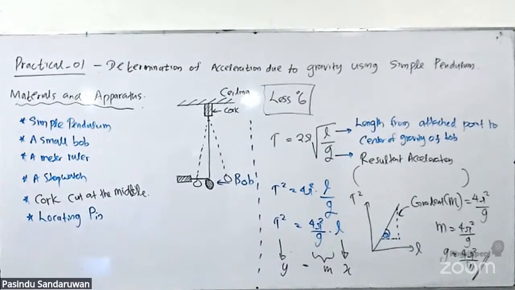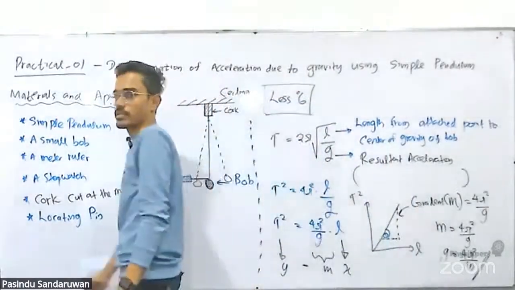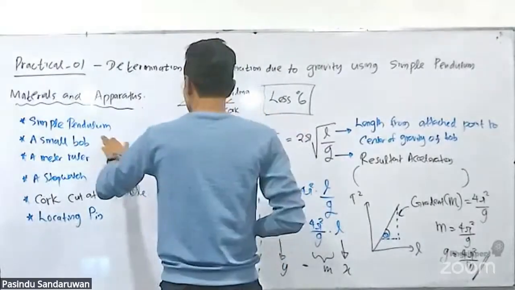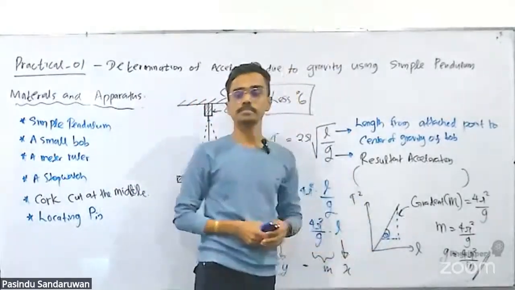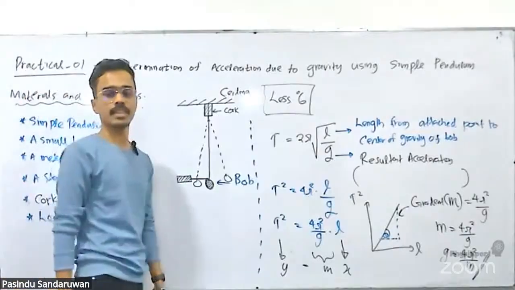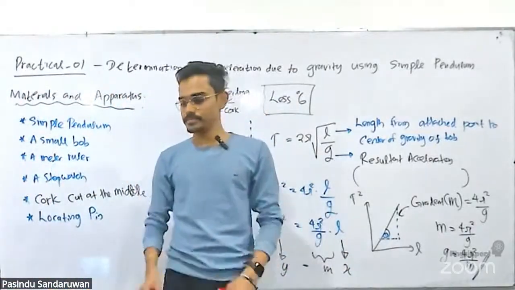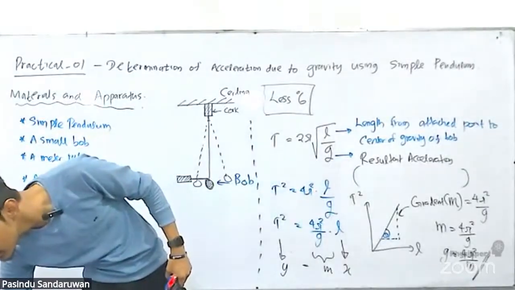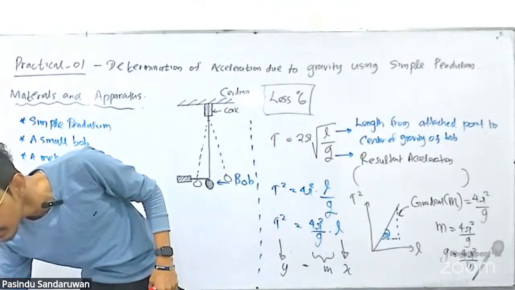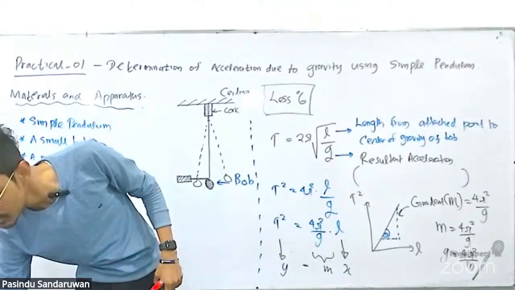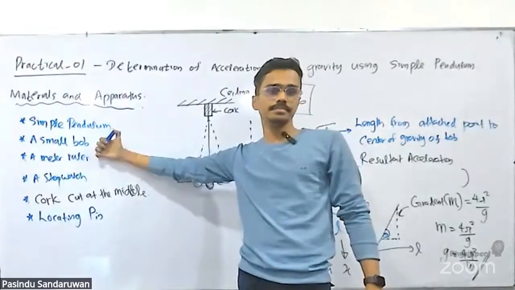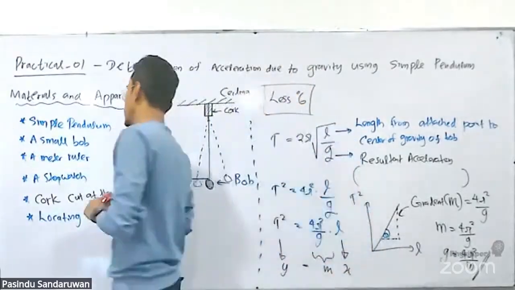No, no, write down materials and apparatus, write down one by one. First, a simple pendulum. Write down a simple pendulum. Oscillating length, okay. A simple pendulum, a small bob, within brackets, metallic.